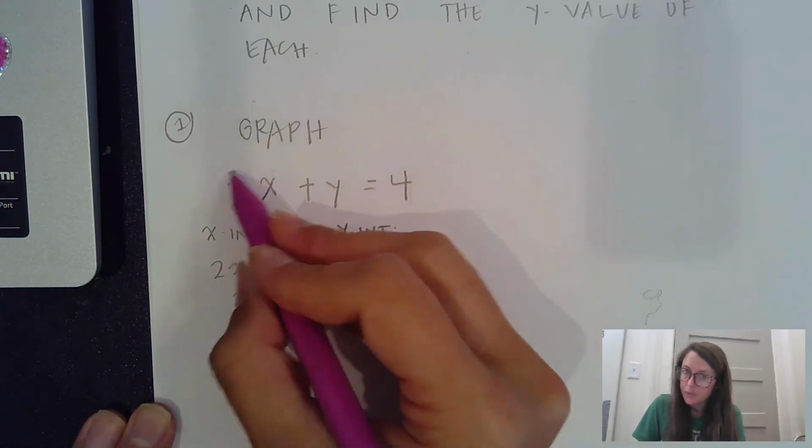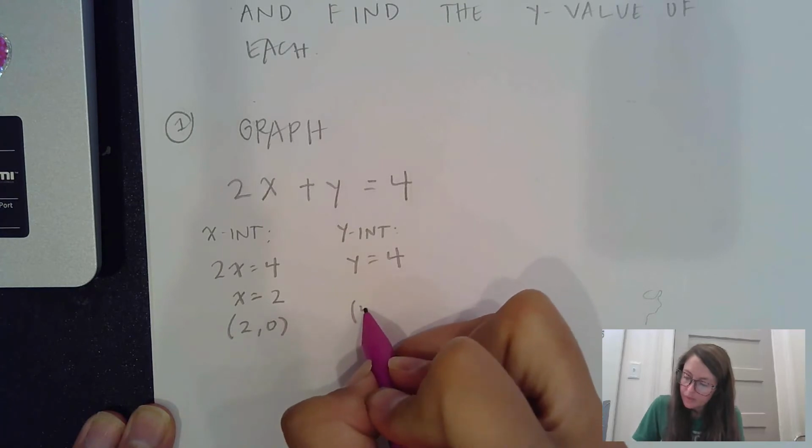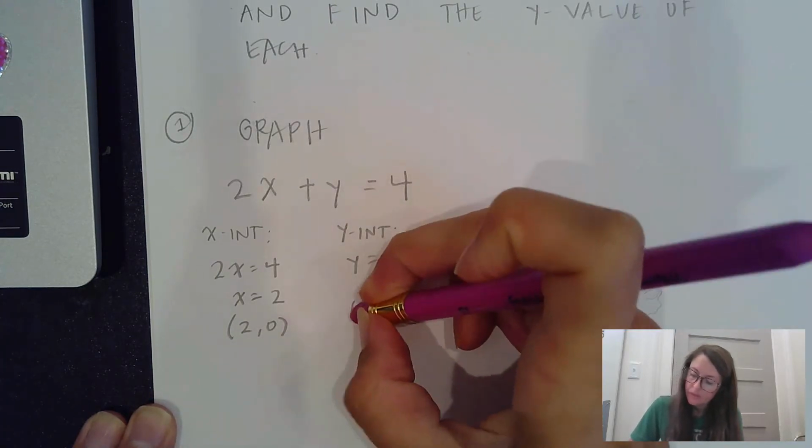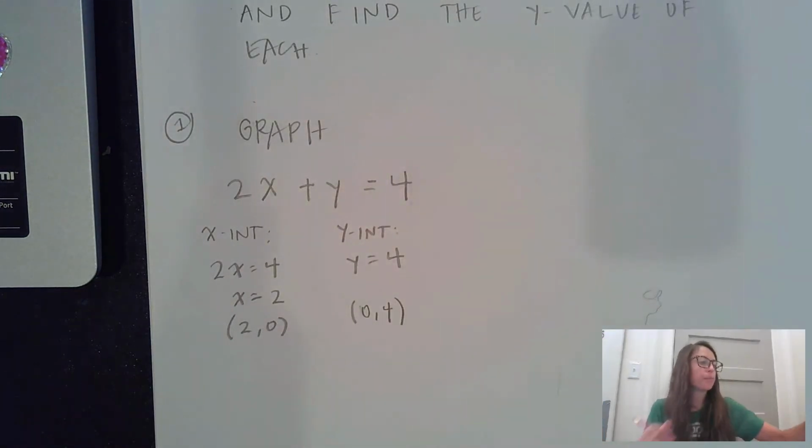The y-intercept is when I let x equal 0, so it's going to be y equals 4. So this is going to be, the 0 would come first, not the 4. (0, 4).